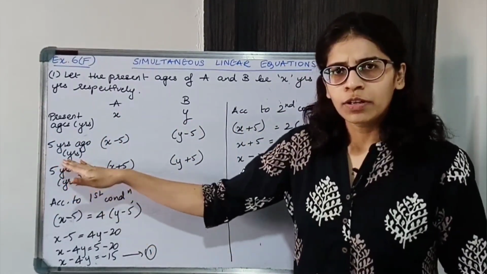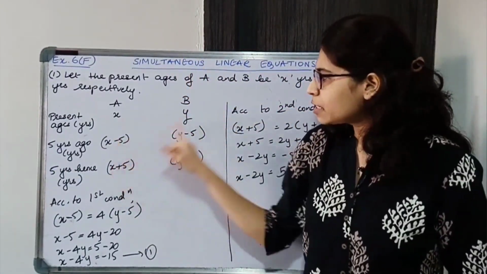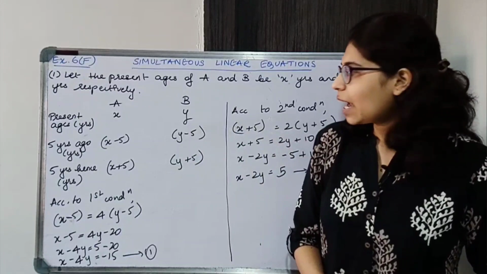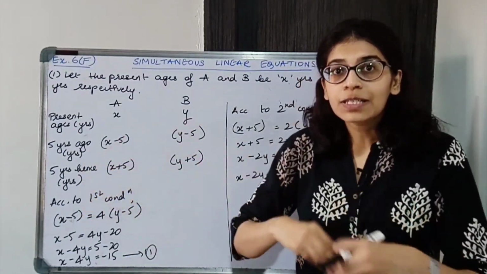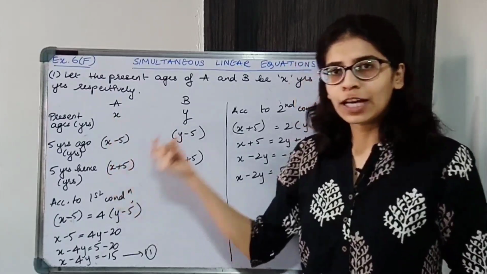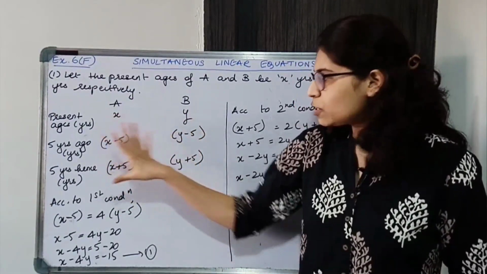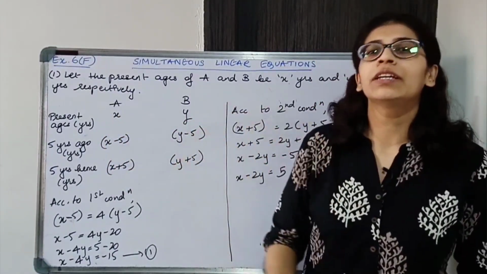5 years ago, it will be 5 years less. 5 years पहले का बात हो रहा है. So it will be x minus 5, y minus 5. And 5 years hence, that is 5 years later, 5 years बाद में. So it will be x plus 5 and y plus 5. Okay. So once you frame this, once you make a table, it becomes very easy to frame the equations.